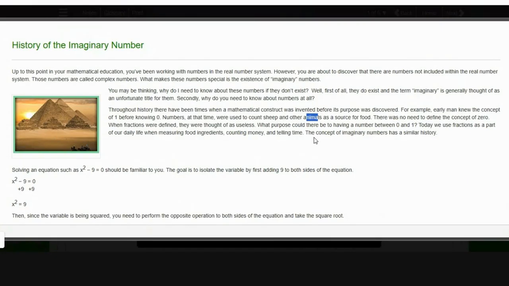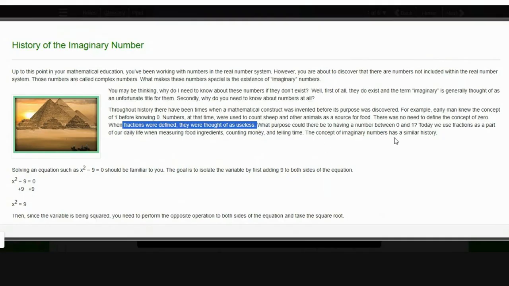How many sheep do you have? Well, there's nothing to count. You wouldn't say you had 0 sheep. You just say, I don't have anything to count. When fractions were first defined, they were thought of as useless. What purpose could there be having a number between 0 and 1? You either have a sheep or you don't. Today, we use fractions all the time with food ingredients, counting money, telling time, everything.